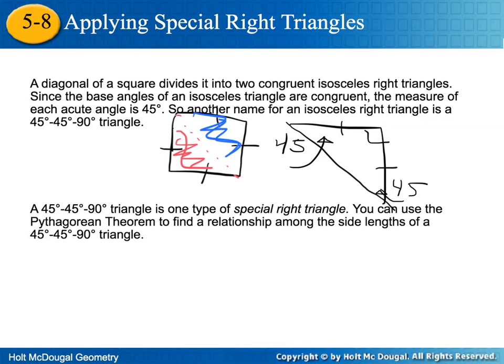So another name for an isosceles right triangle is what we're going to call the 45, 45, 90 triangle, because that's the angle measures. 45, 45, 90. This is your first buzzword, 45, 45, 90.